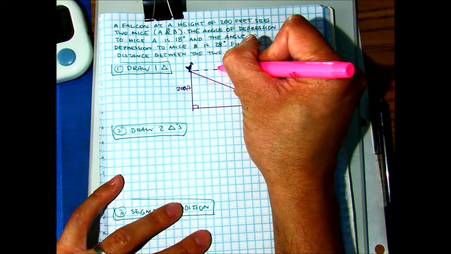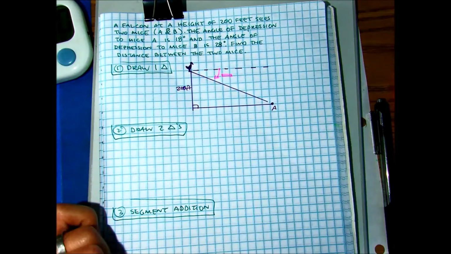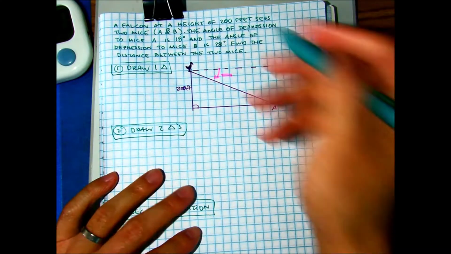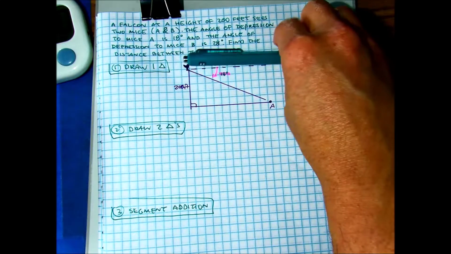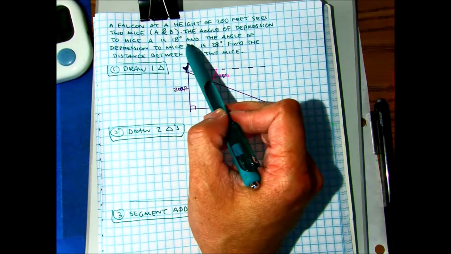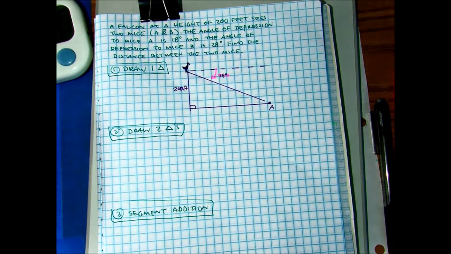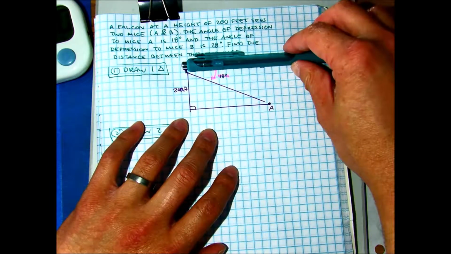So from line of sight looking down, this angle is how many degrees, class? 18 degrees. Angle of depression, down. And the angle of depression to mouse B, I didn't write the problem, is 28 degrees.